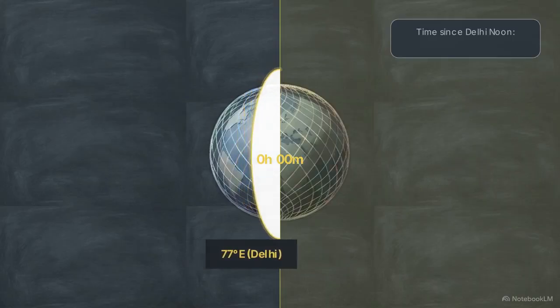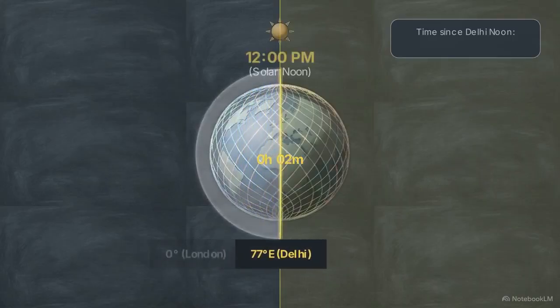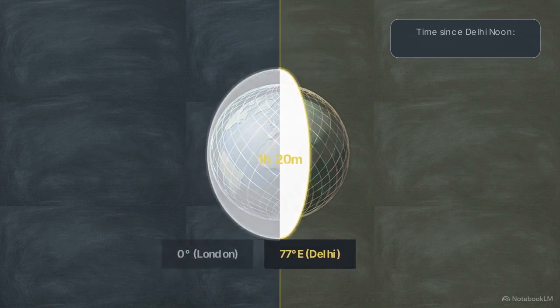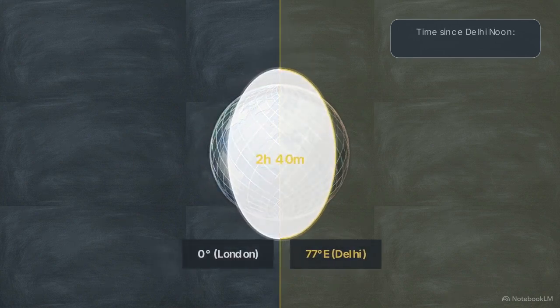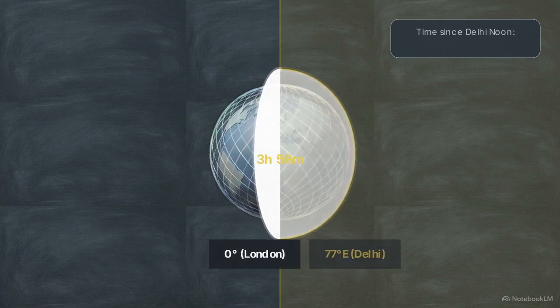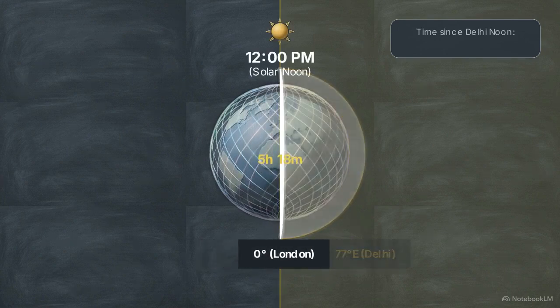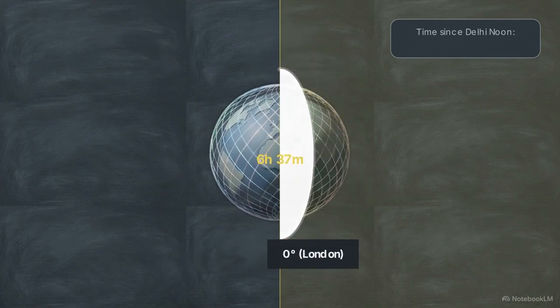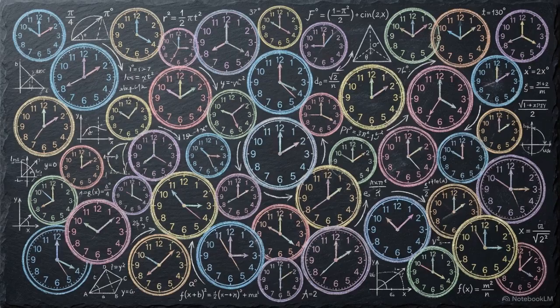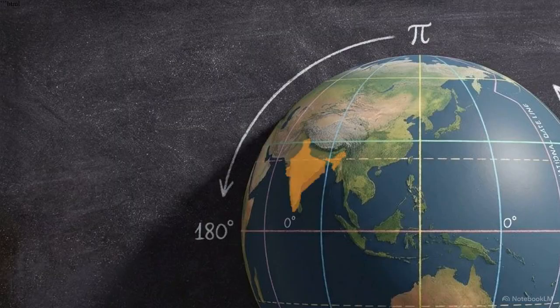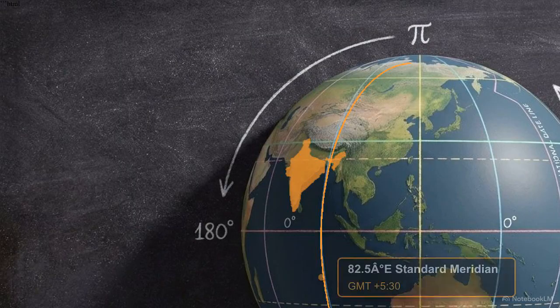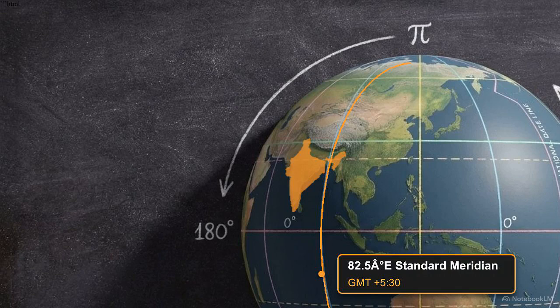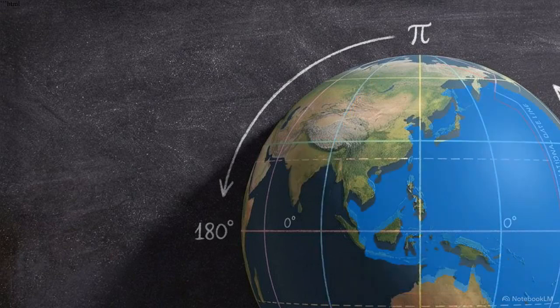Watch this animation of the globe passing through a fixed zone of sunlight. Delhi sits at 77 degrees east longitude, so it rotates into the sunlight and hits solar noon roughly 5 hours before London does at 0 degrees. To avoid the chaos of every town following its own solar noon, countries adopted standard time. India uses the 82.5-degree east meridian to keep the entire country synced exactly 5.5 hours ahead of Greenwich.